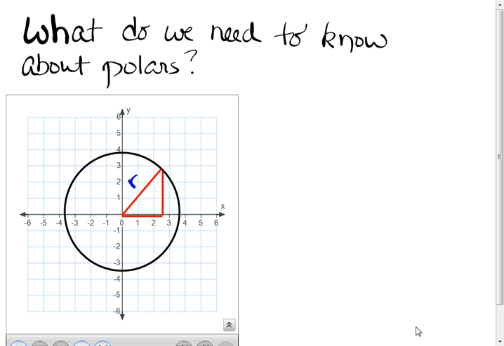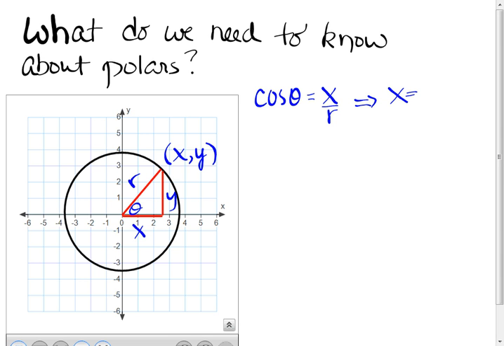This is the radius, this is x, and this is y. You need to be able to convert between polars and Cartesians because sometimes they mix them up in a problem. So I know that the cosine of theta is what? X over r, which means that x equals r cosine of theta.